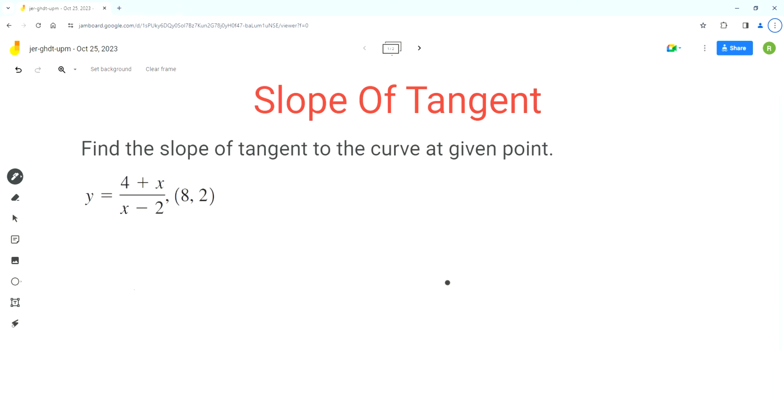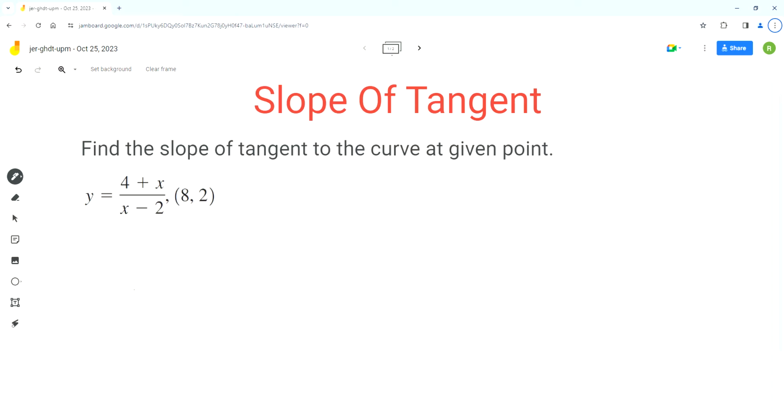So in this video, we'll find the slope of the tangent to the curve at a given point. We are given the equation of the curve as y equals (4 plus x) over (x minus 2), and we have to find the slope of the tangent at the point (8, 2). So the first step is to write the formula for the slope of a tangent using the difference quotient expression.